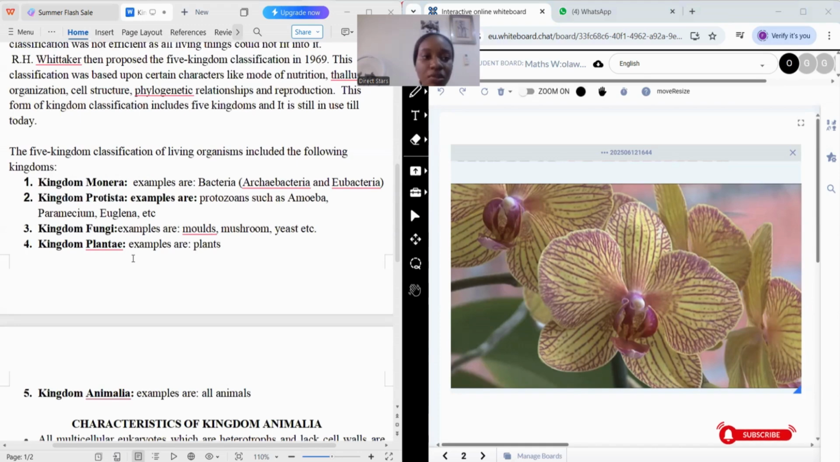So today we're going to be talking about the characteristics, or looking a bit more into each of these kingdoms. So when we talk about the kingdoms of life, let's start with the first kingdom. We have the kingdom Monera. Here our examples are the bacteria. Further examples of bacteria are the eubacteria and the archaebacteria.